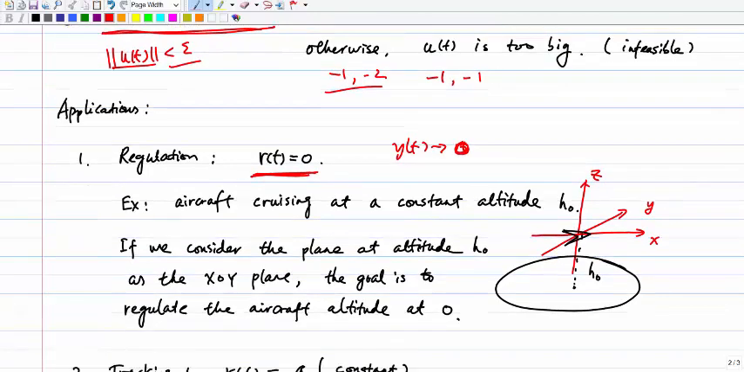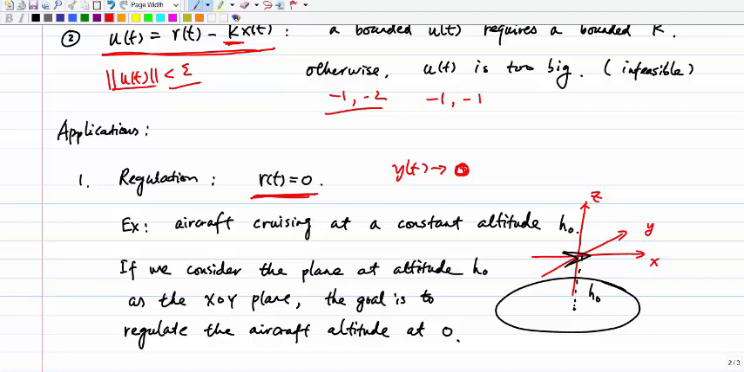For example, consider an aircraft cruising at a constant altitude h0. This is the plane I'm talking about, at the altitude h0, and this is altitude 0. If you consider this plane parallel to altitude 0 to be your XOY plane, which means you shift your XOY plane higher a little bit, my goal here is just to regulate the aircraft altitude at 0.